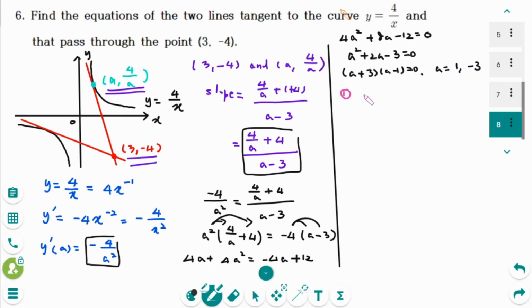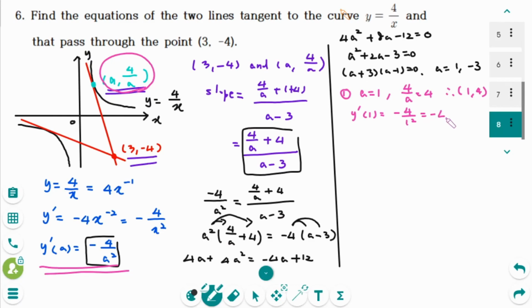Number 1, if a equals 1, use this one. Then y value 4 over a equals 4. The point is (1, 4). The slope y prime at a, which is 1, equals minus 4 over a squared, which is 1 squared, so minus 4. So slope equals minus 4. The equation is y minus 4 equals minus 4 times x minus 1. Therefore y equals minus 4x plus 4, then another plus 4, which is 8. This is the first one.